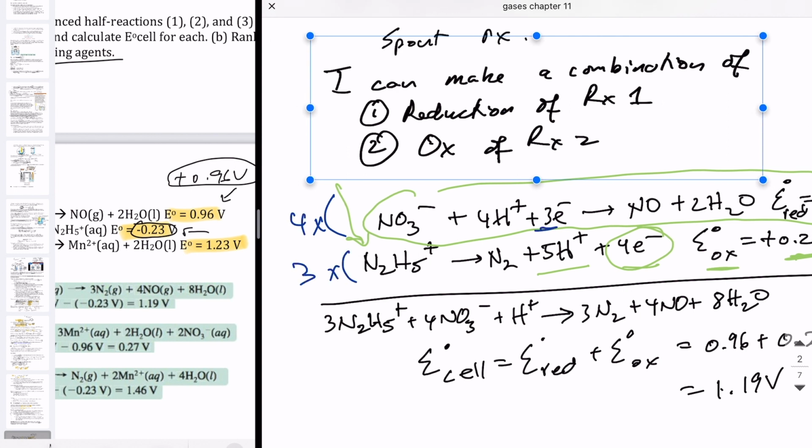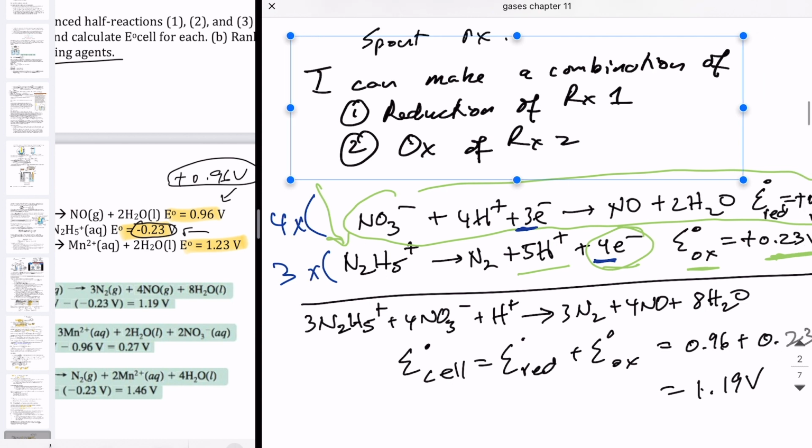Why did I choose those numbers? Because look, I need to balance out the electrons. So if you think back to how we balance redox equations, we always have to equalize the number of electrons. That's what I'm doing. Once I do that and I cancel out all the H pluses on both sides, this is the balanced equation that I get.